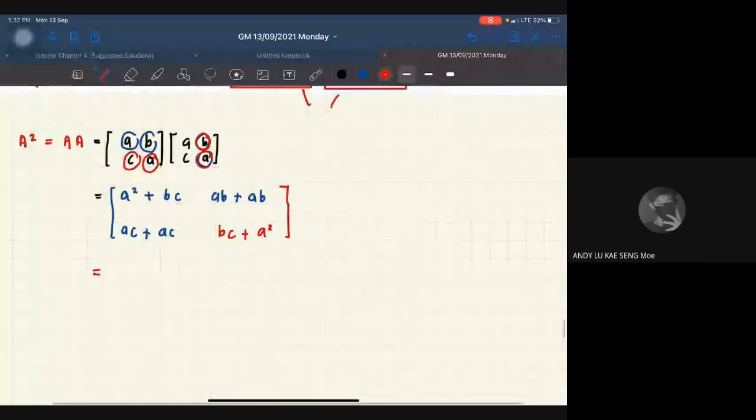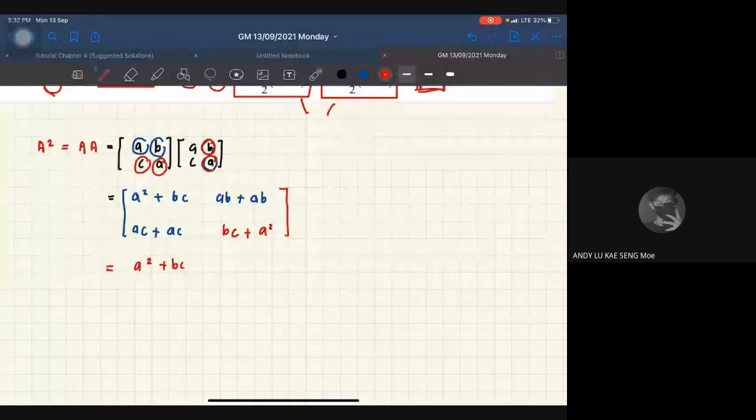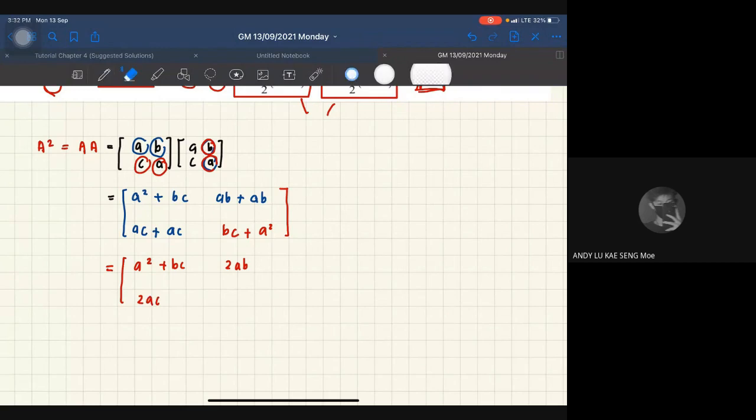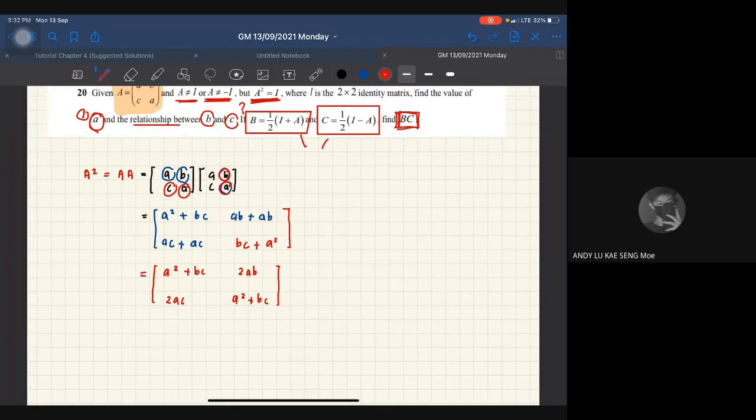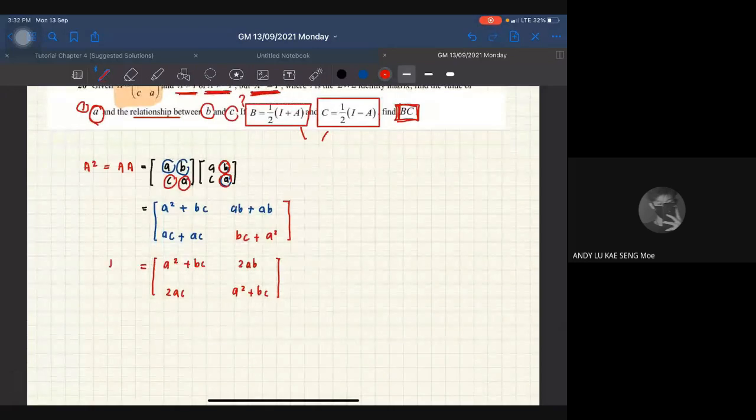Can you simplify? So we will get A squared. This one can't be changed, so it stays the same. And then AB plus AB is equal to 2AB. And then AC plus AC is equal to 2AC. And the last one we also can't change, so we have A squared plus BC. The question above says A squared is equal to the identity, so that means we have 1, 0, 0, 1 there.